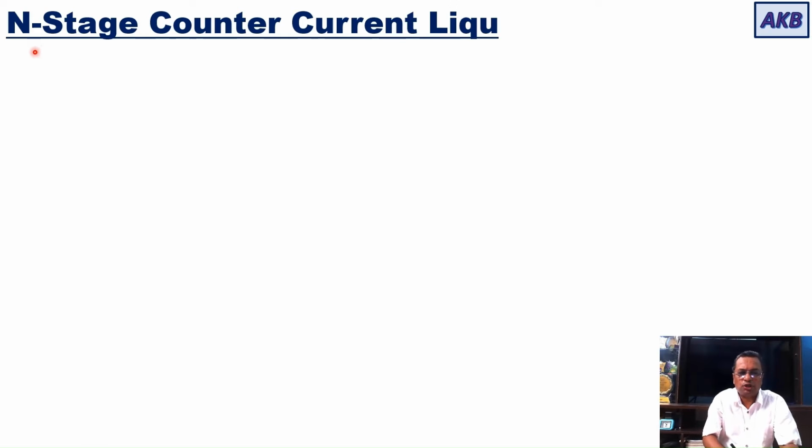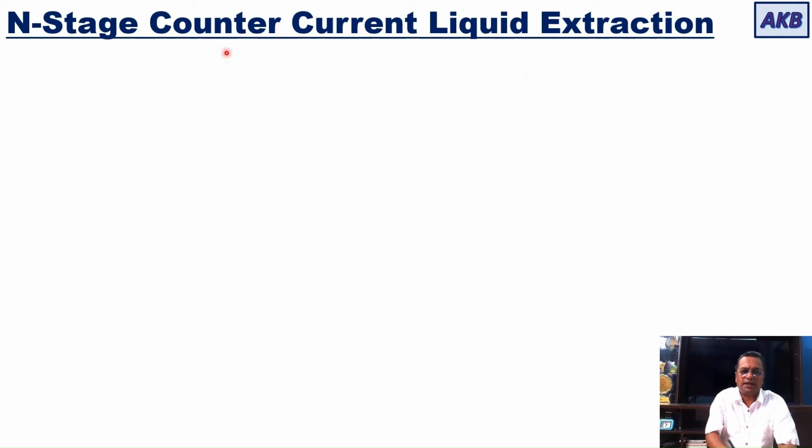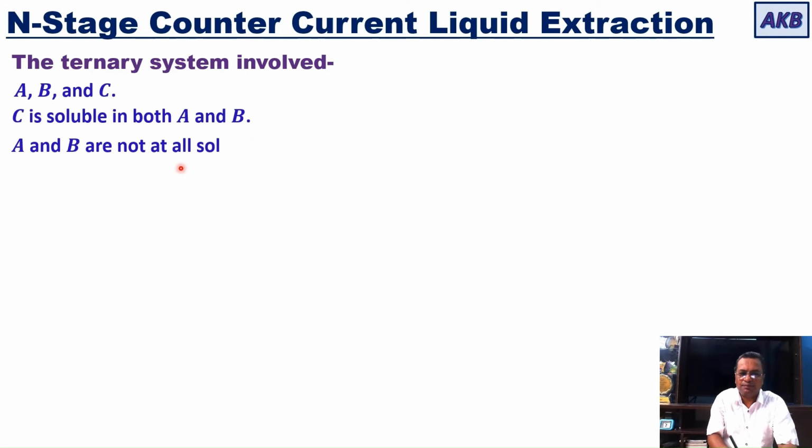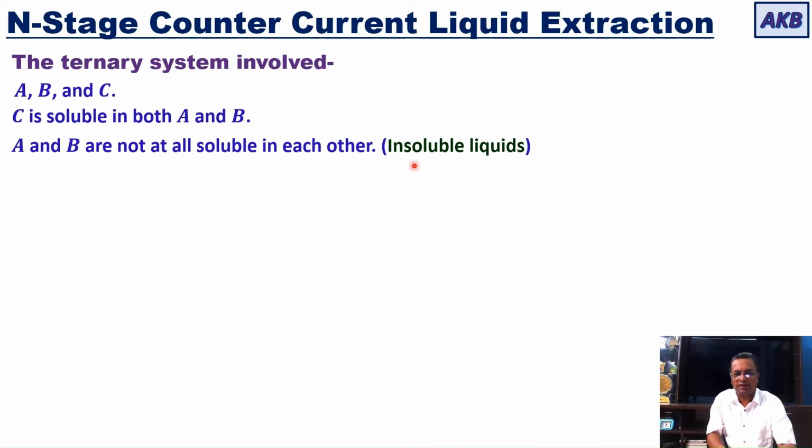Okay, now let us talk about N-stage countercurrent liquid extraction. We are going to consider a countercurrent liquid extraction operation that has N number of stages in it. The ternary system involved in our discussion has three components, A, B and C. C is soluble in both A and B. C is the solute to be recovered, A is the carrier solvent and B is the extracting solvent. A and B are not at all soluble in each other. That is, these are insoluble liquids.